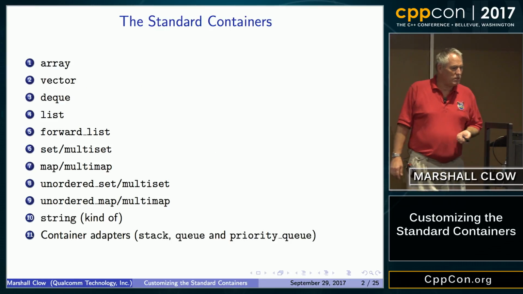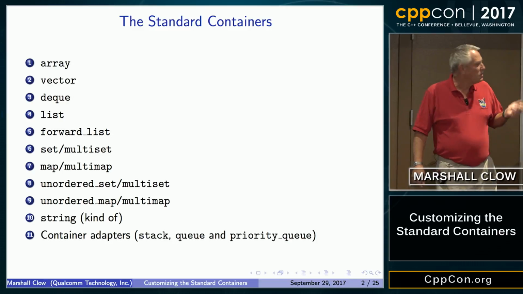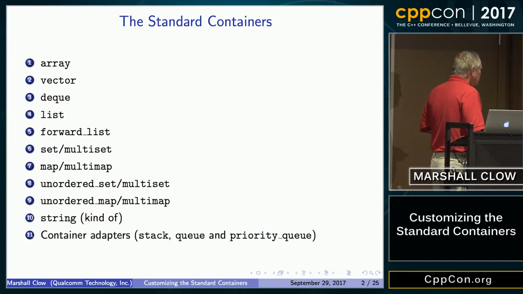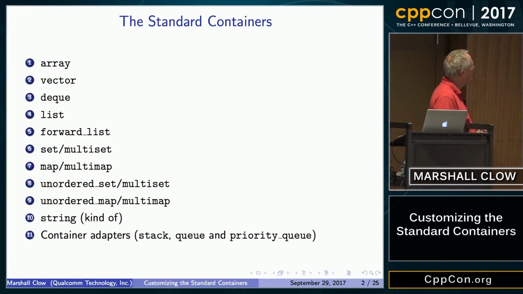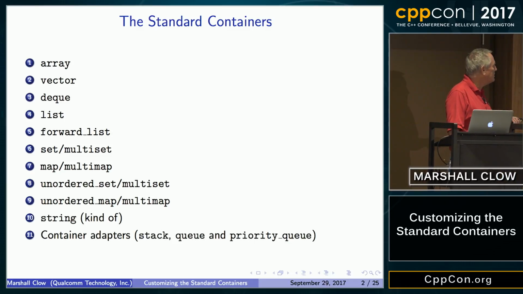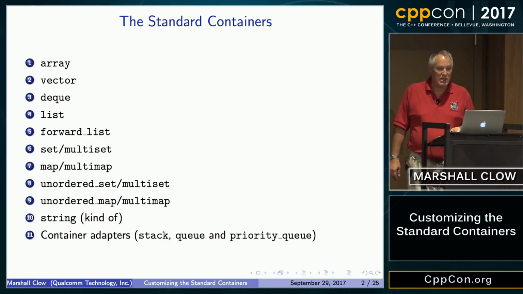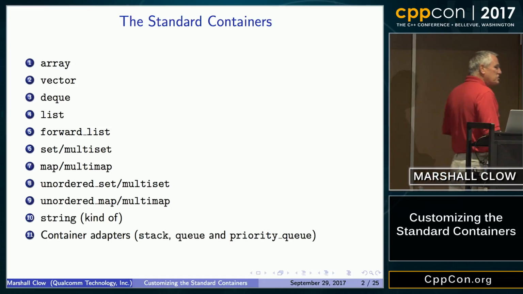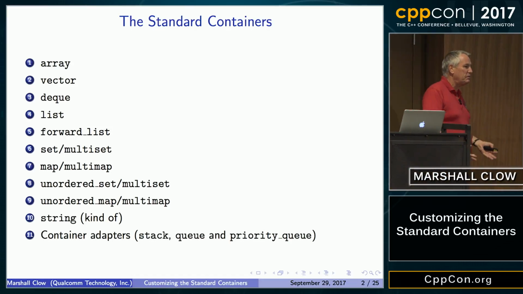OK, well, what are the standard containers? There they are. There are 17 of them, kind of. Well, 18 of them, kind of. I say kind of because string is kind of a container and kind of not. And then there are the three container adapters, stack and queue and priority queue, which are not really containers. They add functionality on top of the other containers.